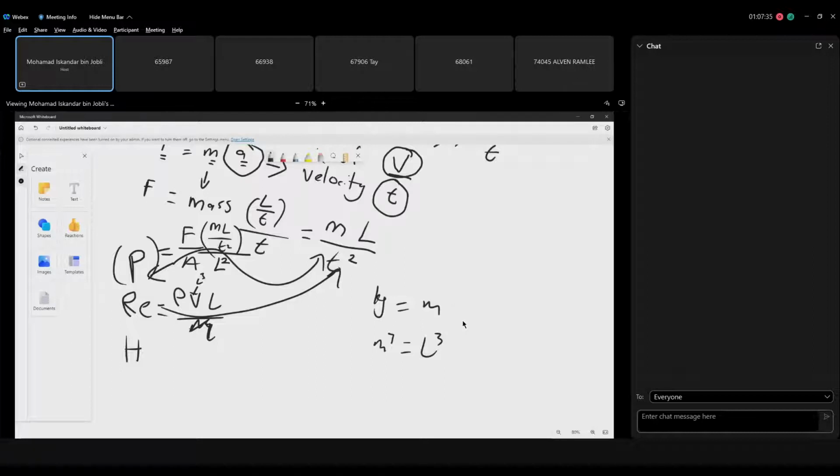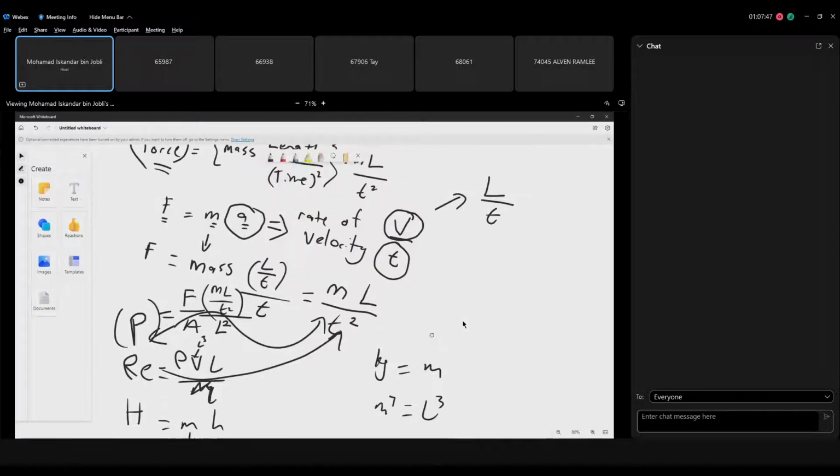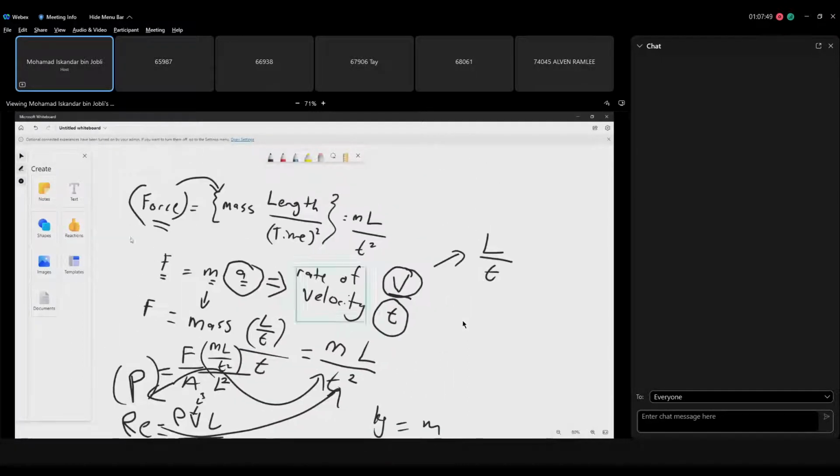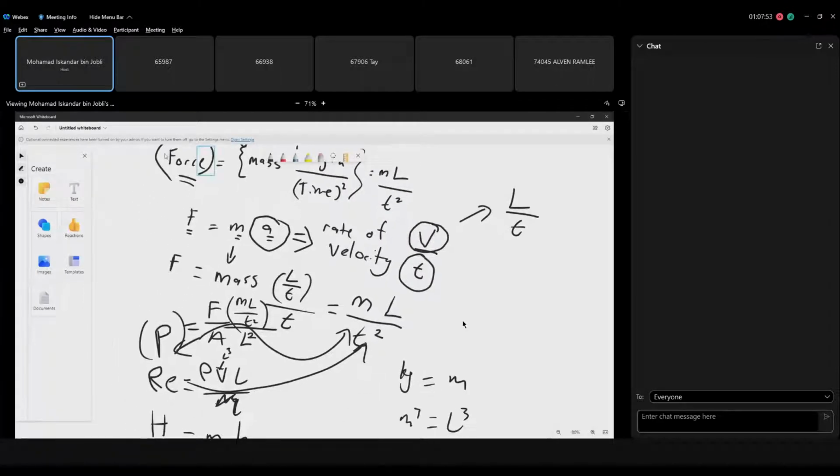You have to define mu, and then h. What is h? Small h equals m. M is already in its primary dimension, then you have to expand H. We shall see this. It's actually a way for you to expand the equation in its primary format.